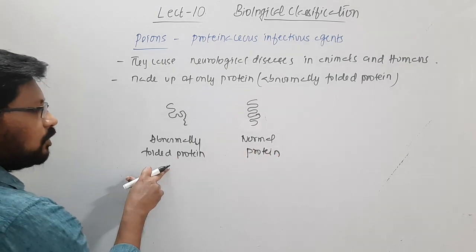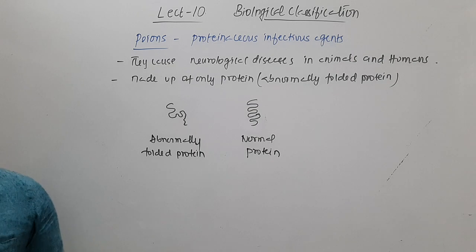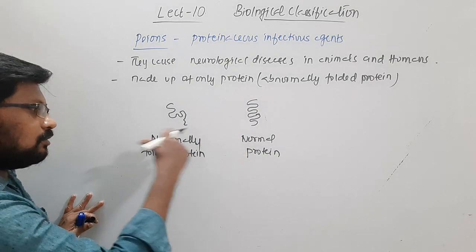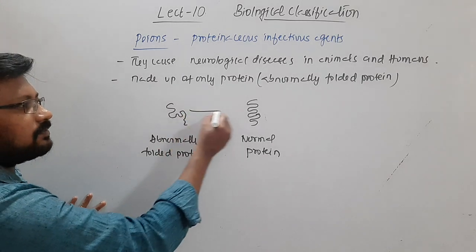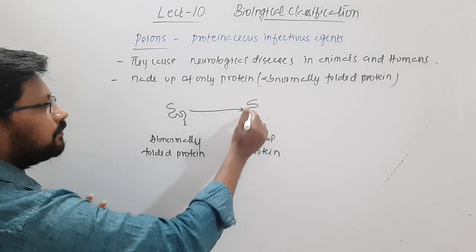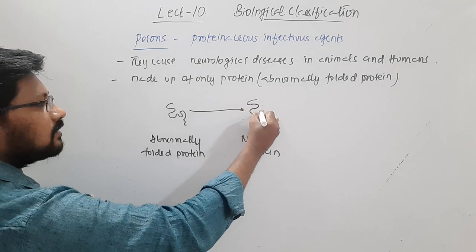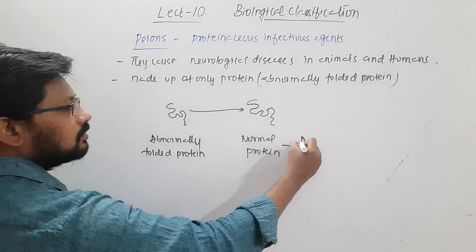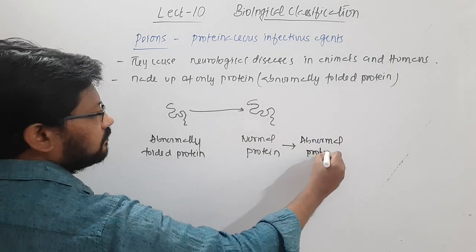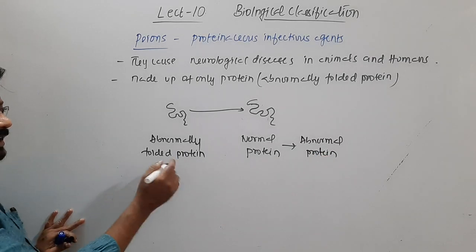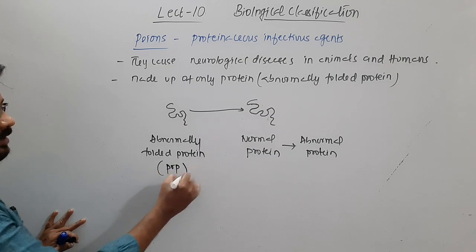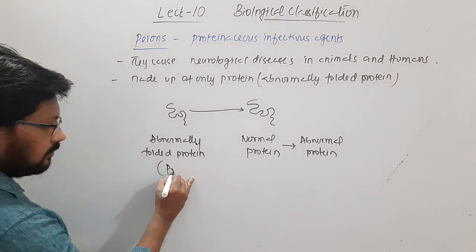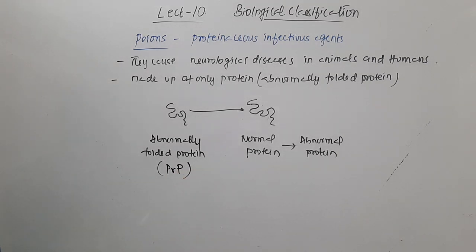When this abnormally folded protein comes in contact with the normal protein, it can result in the normal protein abnormally folding in the same way. So this normal protein is now changed to an abnormal protein. This abnormally folded protein is in short called the PrP protein.